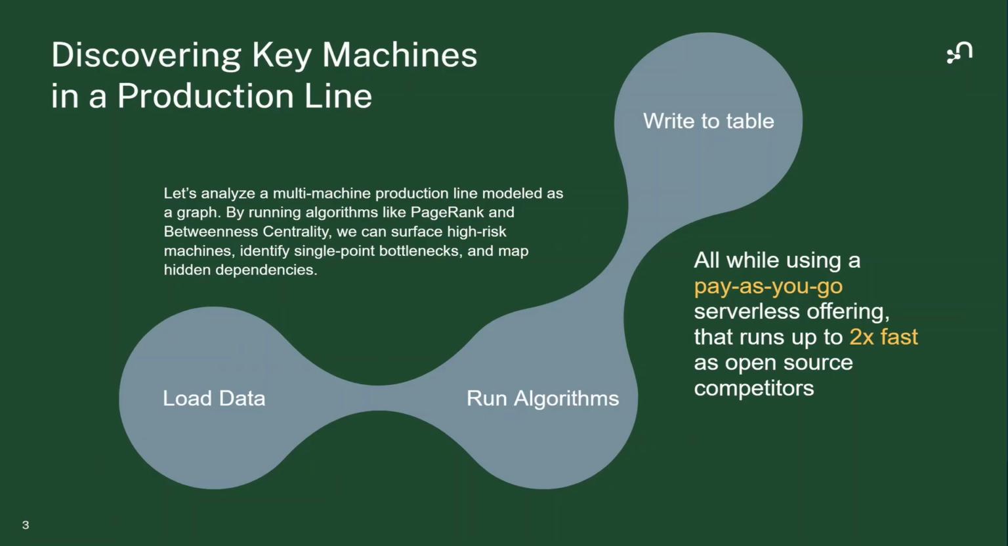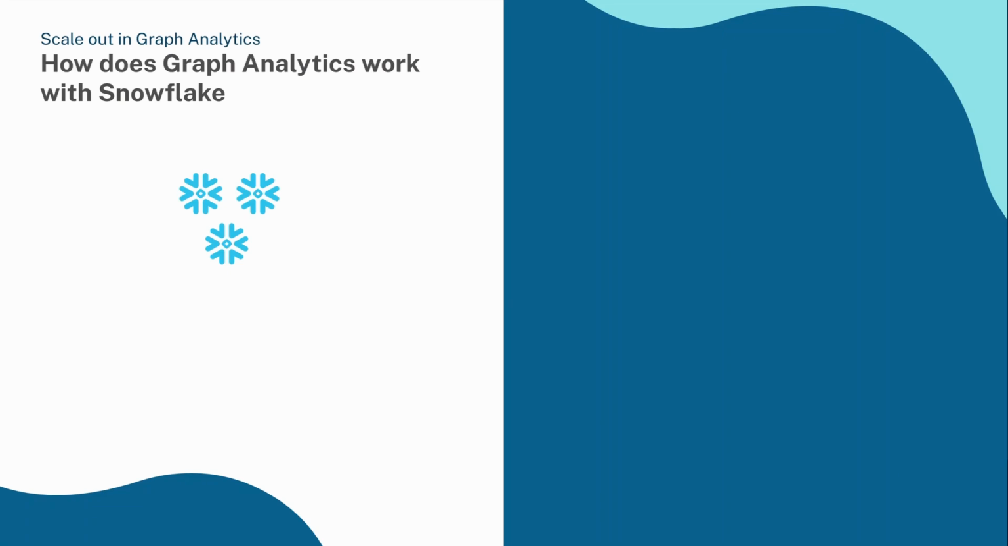Load your tabular data into Snowflake, choose from a suite of graph algorithms provided by Neo4j, and then write the results back into Snowflake tables for easy querying and additional analysis. Plus, all of this runs on a pay-as-you-go serverless engine that benchmarks up to twice as fast as any other open source graph solution. So let's take a minute for a quick overview of the architecture.